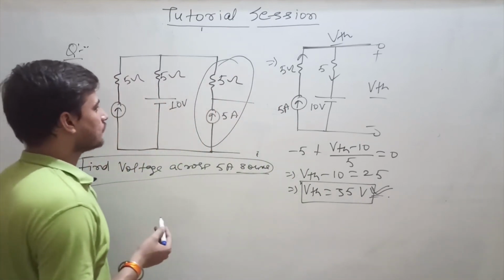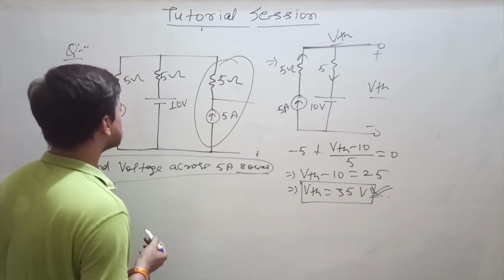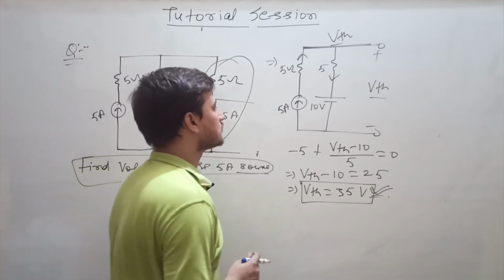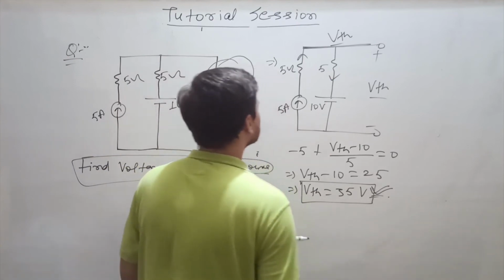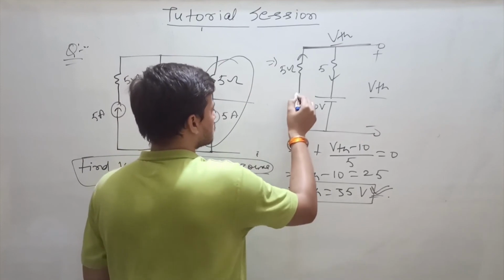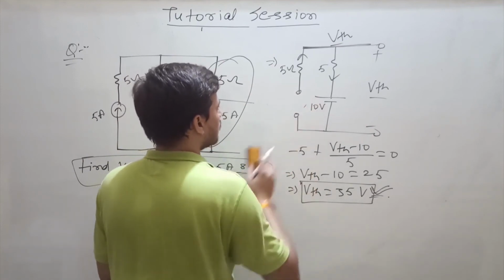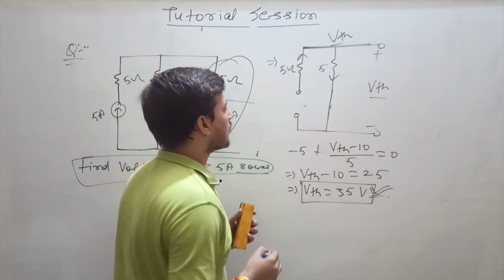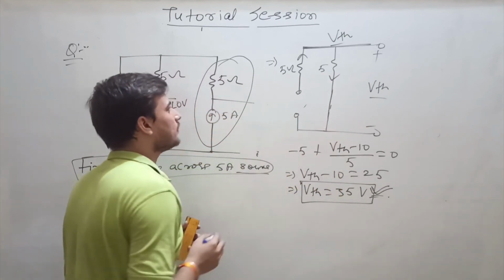So once you got the value of VTH, next you have to find RTH. To find RTH, we will have to deactivate the current source and voltage source. Current source will be open circuited, voltage source will be short circuited.